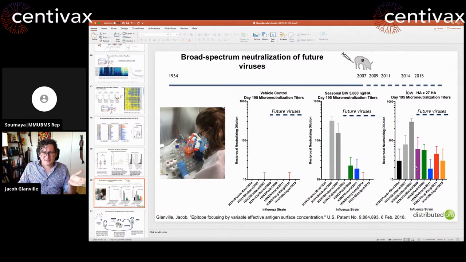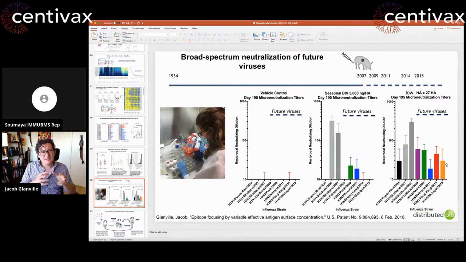2014. In contrast, our pigs were able to neutralize a century of influenza. So all the way back to 1934, the two strains here, we were able to neutralize. It was also able to future neutralize all the strains that we tested up to 2015. So that is pretty remarkable.